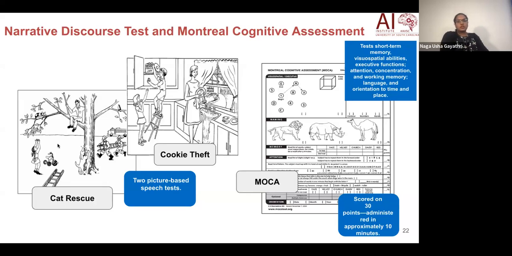So these are two picture-based speech tasks, and on the right side, we see the MoCA, which is the Montreal Cognitive Assessment. This is a popular test to detect cognitive impairment, and it tests important components: memory, executive functioning, attention, language, and orientation. This is currently done manually, and it is also one of the features that we use to predict cognitive impairment.